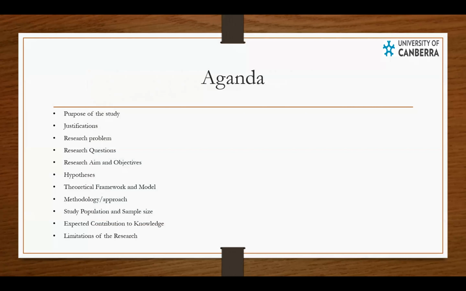The agenda for this research: first, I will start with the purpose of the study. Then I will talk about the justification. Then I will go through the research problem, the research questions, the research aims and objectives, the hypothesis, and then I will talk about the theoretical framework model that I'm using in this research.